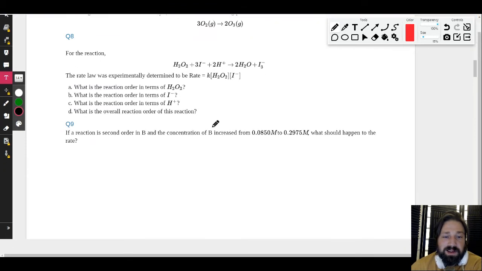All right. Same thing here. This is kind of the reverse of what we talked about before. It gives you the order, second order, and you have a concentration increase. So if you calculate this out, this is a 3.5 times increase. What should happen to the rate? Well, it should go up by a factor of 3.5 squared, which ends up being 12.25.